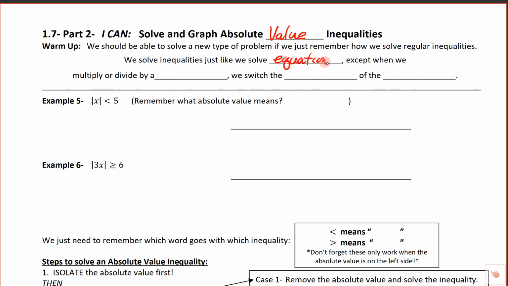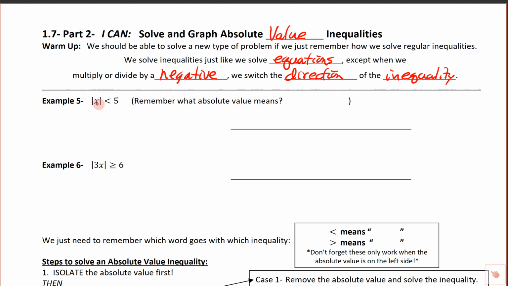So there really aren't any other techniques that we need to learn. We just need to keep track of two things. We solve them just like we solve equations, except when we multiply or divide by a negative. Remember, when you put a negative in there, you're introducing this idea of an opposite. So what we have to do is switch the direction of the inequality, okay?